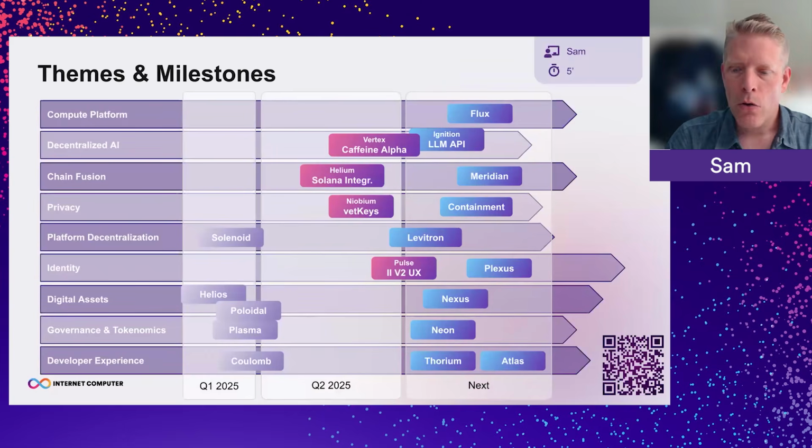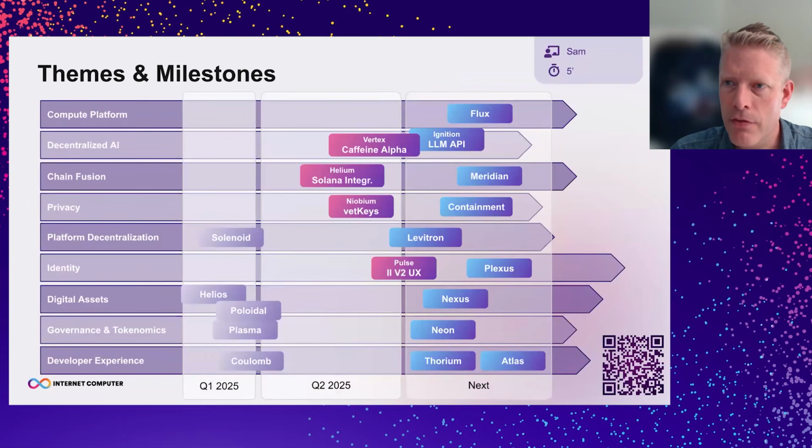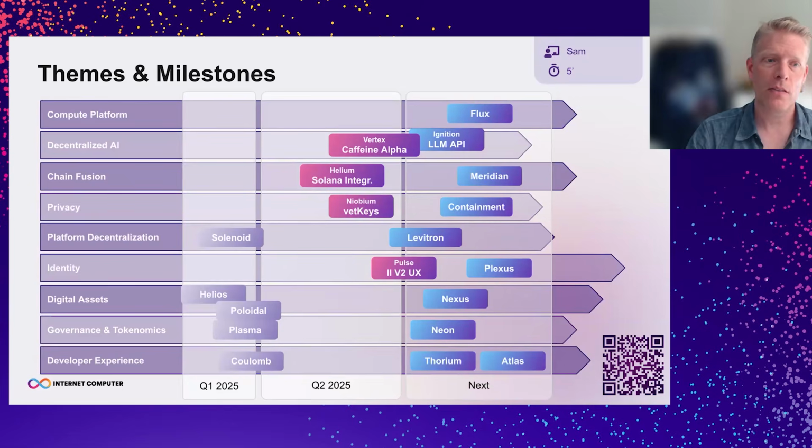Thank you. So already at the end of the first quarter, we gave a bit of an overview of what we have achieved, and we do the same now as we are already at the end of June, so halfway through 2025. You may remember we presented a roadmap at the beginning of the year, which is split into 9 different themes. To quickly recap them: compute platform, decentralized AI, chain fusion, privacy, platform decentralization, identity, digital assets, governance and tokenomics, and last but not least, developer experience.